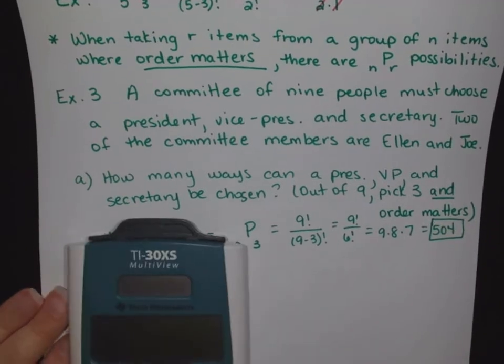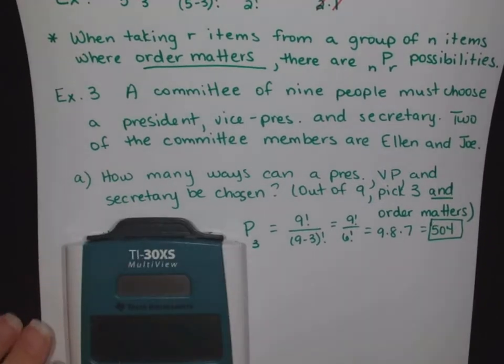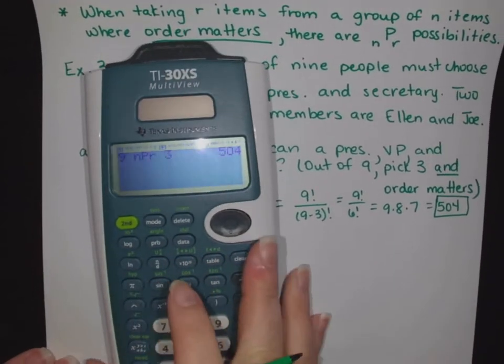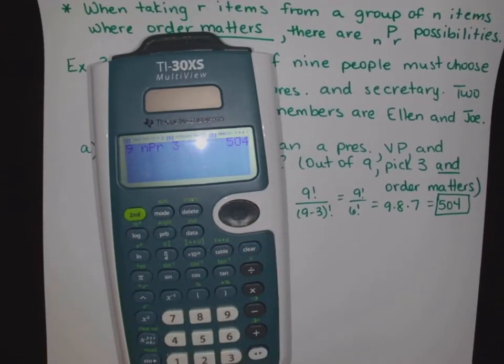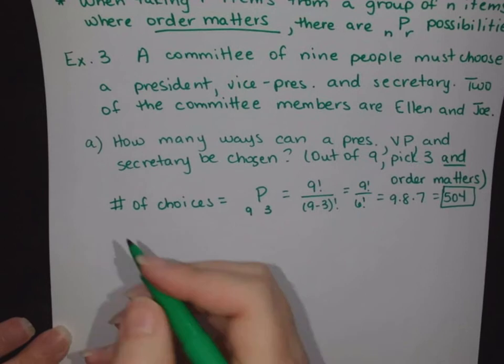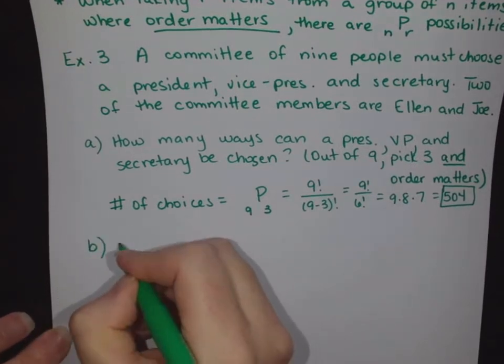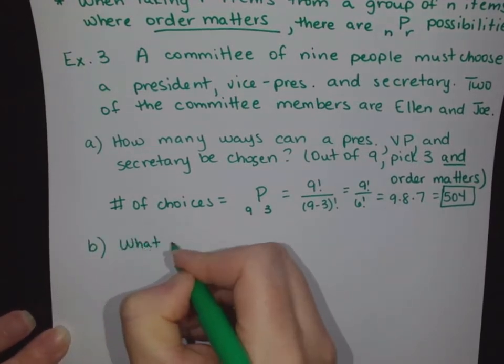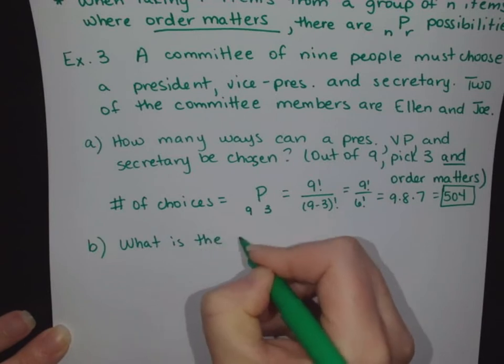Also, if you want to see what that looks like in the calculator, that would look like out of 9, I want to pick 3, and then notice you get the same answer. I guess it would help if I put it in view there, but you get the same answer of 504. So again, if you want to use the calculator, just enter it in from left to right.